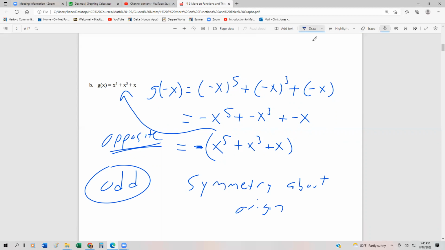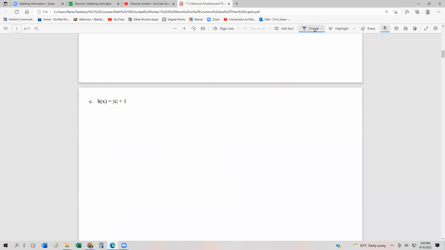All right. So at this point, what we're going to do is take a look at a couple more functions. All right. So we have this h of x is absolute value of x plus 1. So h of negative x is going to be equal to the absolute value of negative x plus 1. And we probably recall in the previous section that anytime we take the absolute value of a negative number, it's going to become positive. So another way to write this is absolute x plus 1.